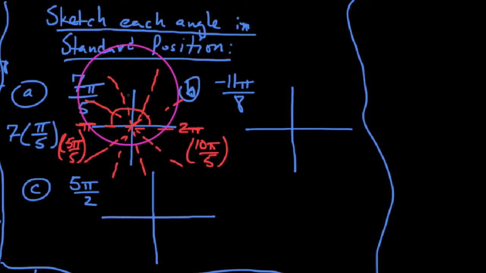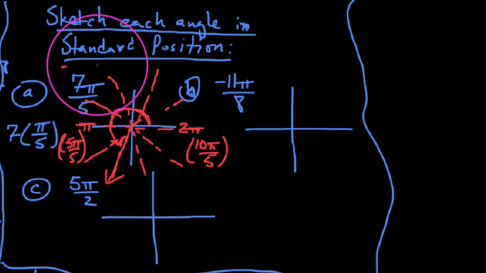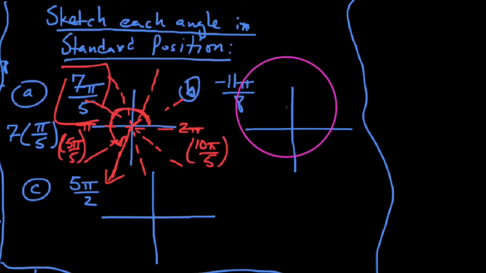We would say that it takes 1, 2, 3, 4, 5 pi fifths, 6, 7, and then this would be our angle right here. So that angle measurement right there would be our 7 pi fifths radian measurement. Now, letter B, notice we have a negative angle.